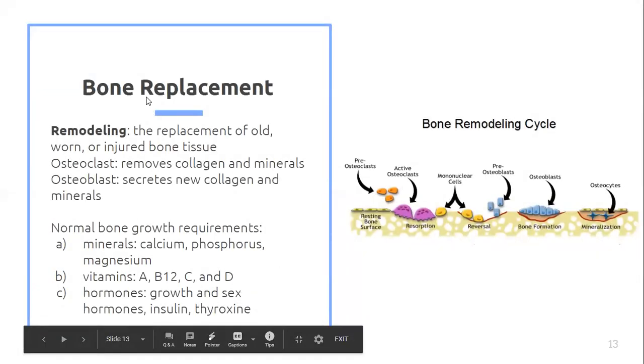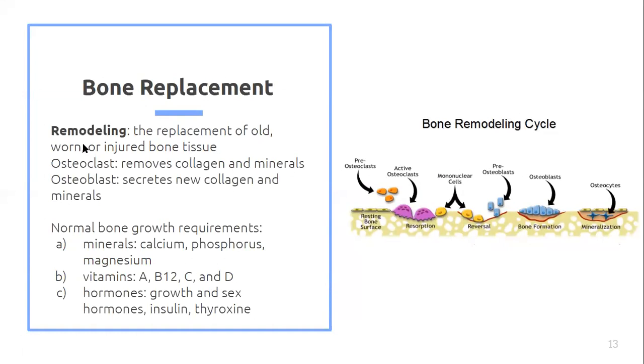So how bone replacement works: remodeling is the term for the replacement of old, worn, or injured bone tissue. The osteoclast, as we discussed before, removes collagen and minerals, and the osteoblast secretes new collagen and materials and nourishes everything. So osteoclasts remove all the old, worn, injured stuff, and the osteoblasts bring new, rejuvenated minerals to fix and heal the bone.